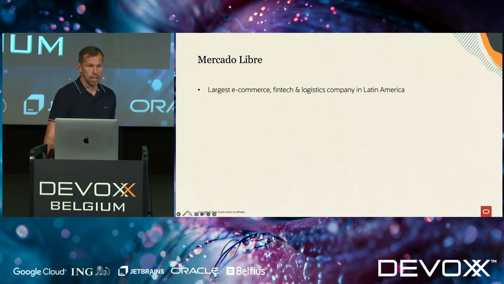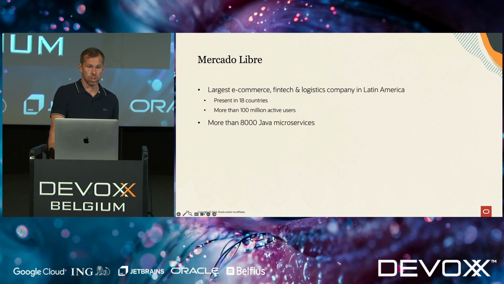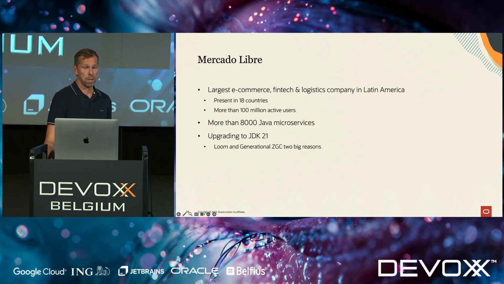The next company I want to share information from is Mercado Libre. They are the largest e-commerce, fintech, and logistics company in Latin America. They are present in 18 countries with more than 100 million active users, and they also have a lot of Java microservices, more than 8,000 of them, and they are also looking to upgrade to Java 21. They currently are mostly on JDK 17, but again, the driver behind this upgrade is both Loom and generational ZGC.